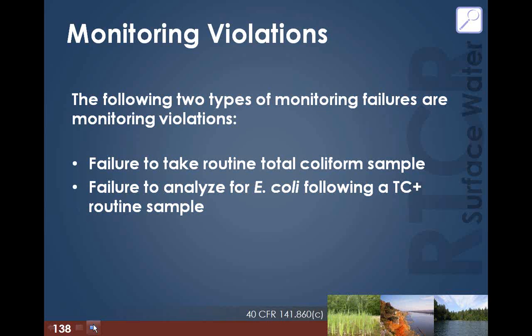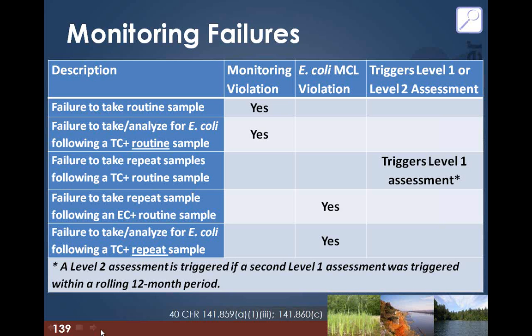But remember from the previous slide, if, however, a public water system fails to analyze for E. coli following a total coliform positive repeat sample, the public water system has incurred an E. coli MCL violation that requires a Tier 1 public notice. And we're going to talk about this more, but we just wanted to highlight it as I'm presenting these couple of slides.